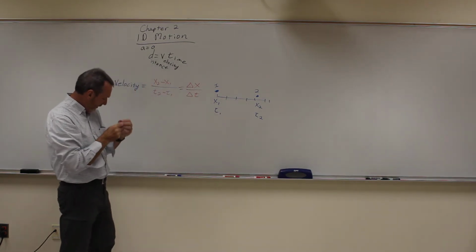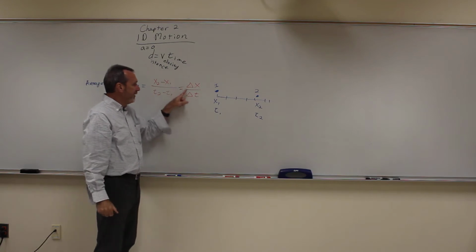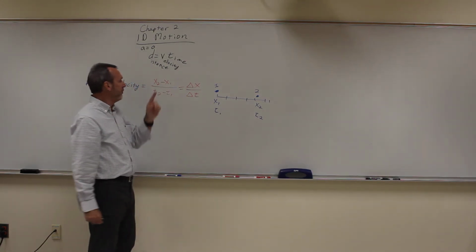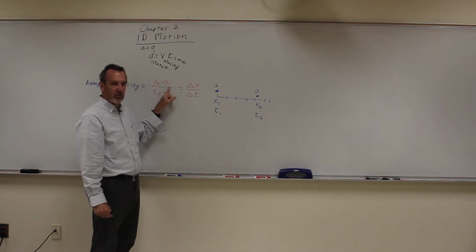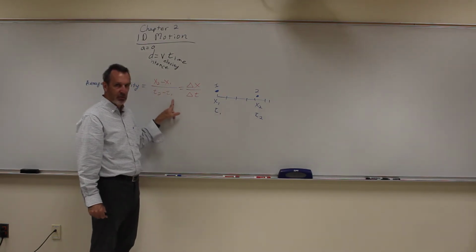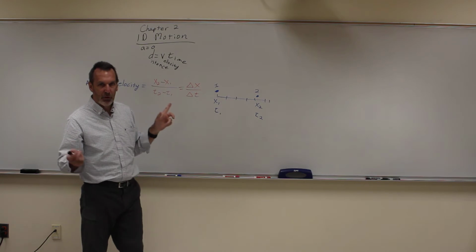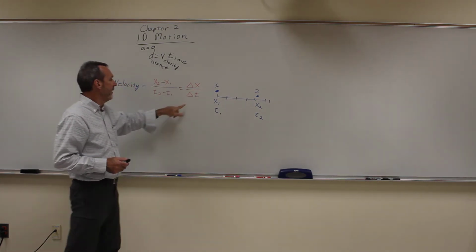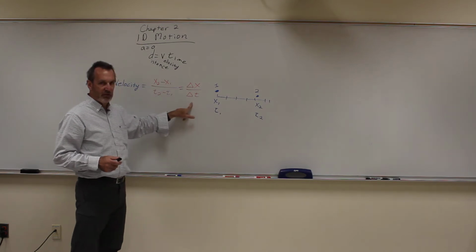If you haven't seen this before, remember it. I use this delta, it means change. It always means the same thing. It always means final minus initial. That's always what it means. So if you see that, that's what it means. Final position minus initial position. This is change in x over change in time.